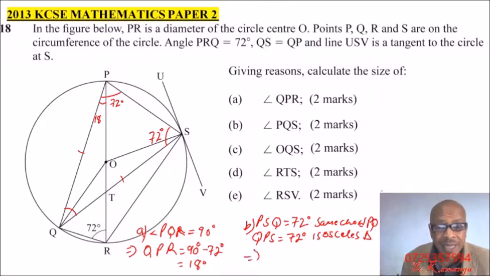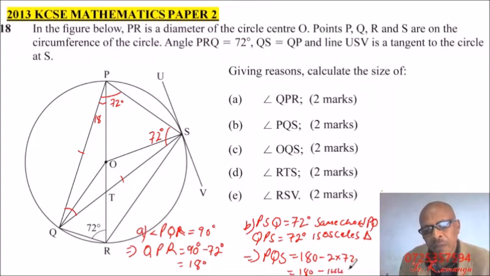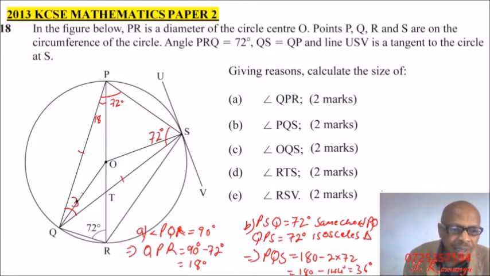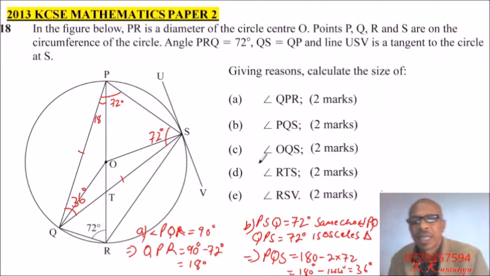This implies that since PQS is a triangle, then angle PQS is equal to 180 minus 2 multiplied by 72. This should give you 180 minus 144, which will give you 36 degrees. So this angle here is 36 degrees. So that is, you have given reasons.